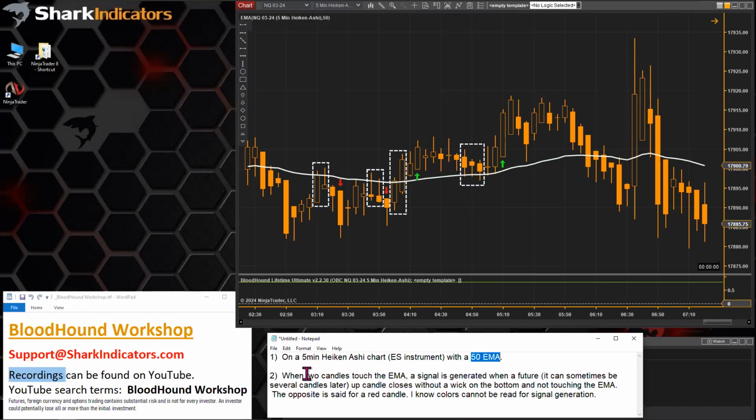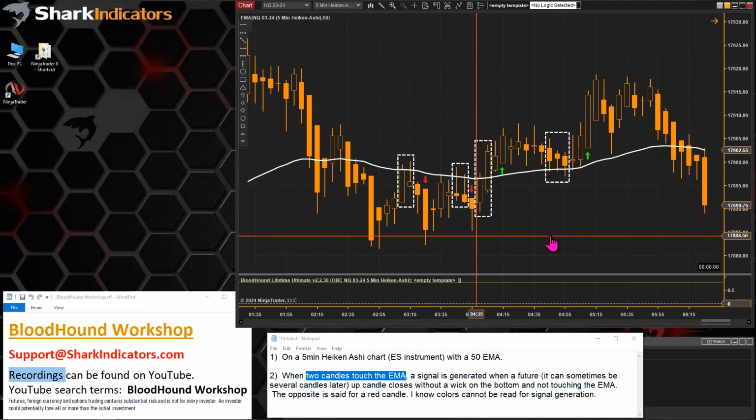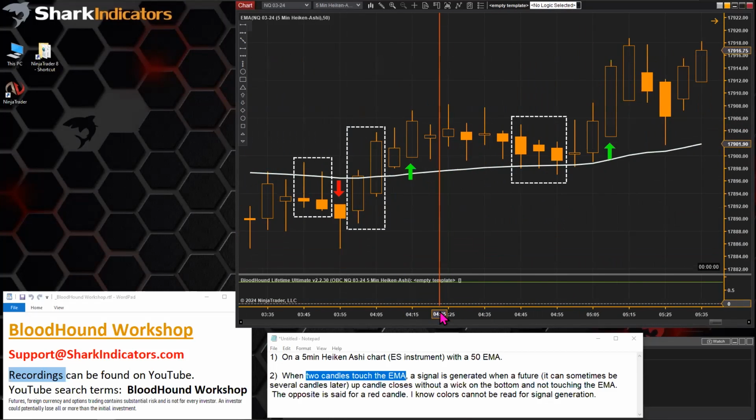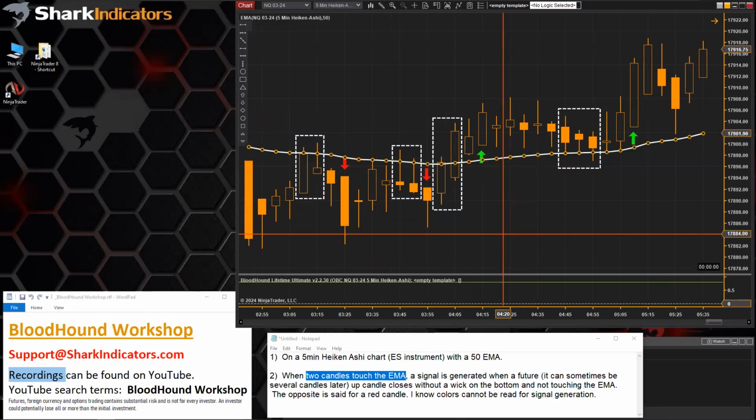What this trader wants to identify are when two candles are touching the EMA, and I've marked that up on my chart here, where the squares, or rectangles, are. We can see we have at least two bars, sometimes more, that are touching the EMA 50. It should be pretty obvious that the white line is the EMA 50.